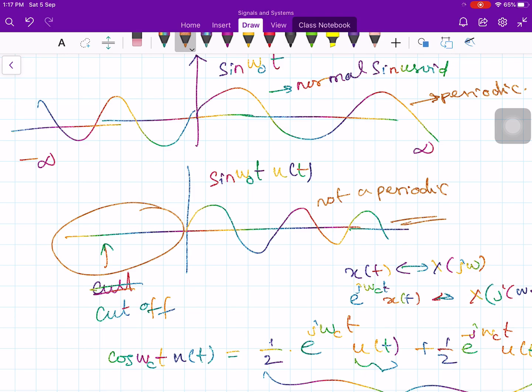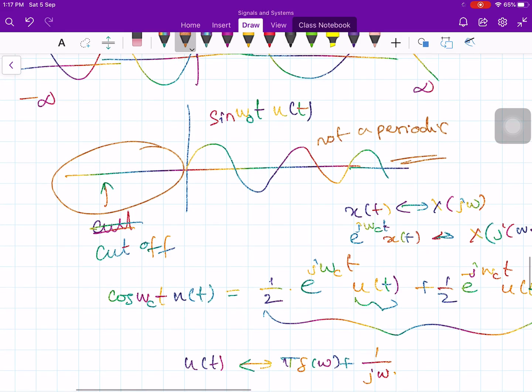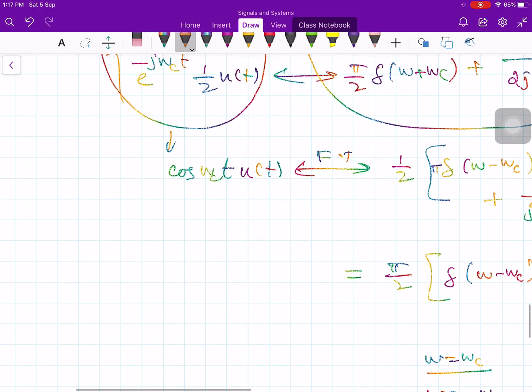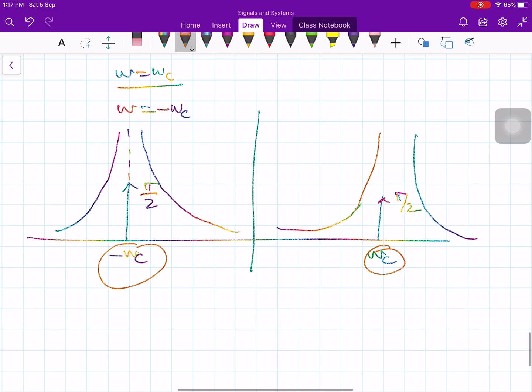Not only the infinite coefficient density at omega equals omega c and omega equals minus omega c, if you look at the spectrum of this guy, plus the continuous band, see it continuously changing like this, a continuous band of frequencies with various magnitudes.